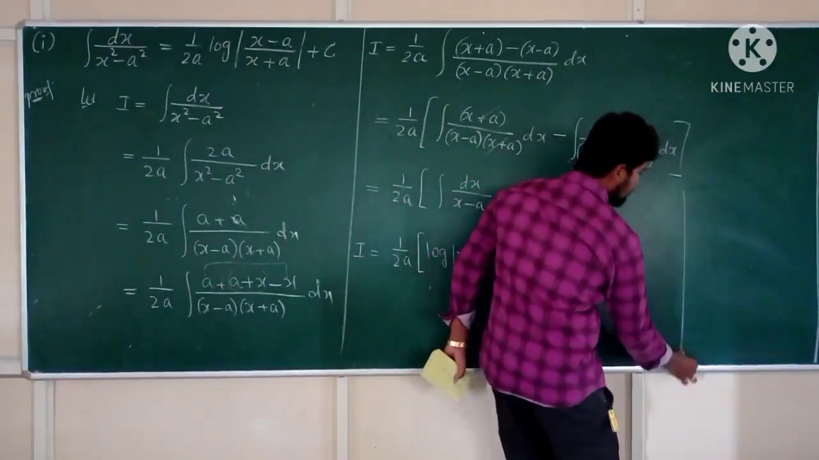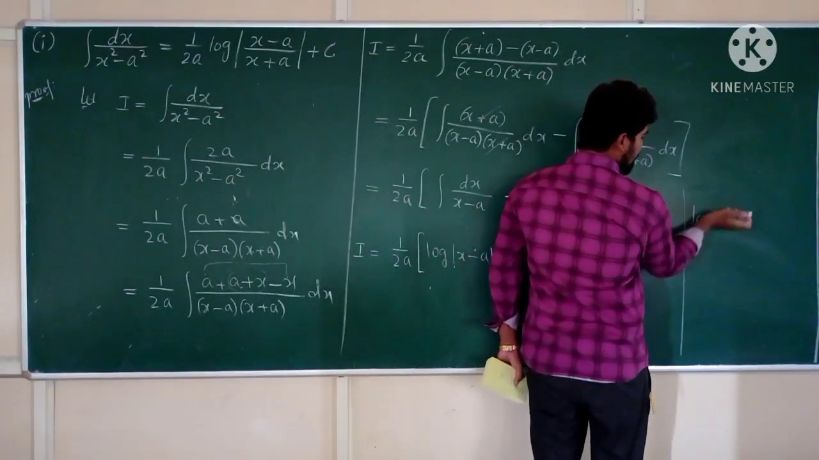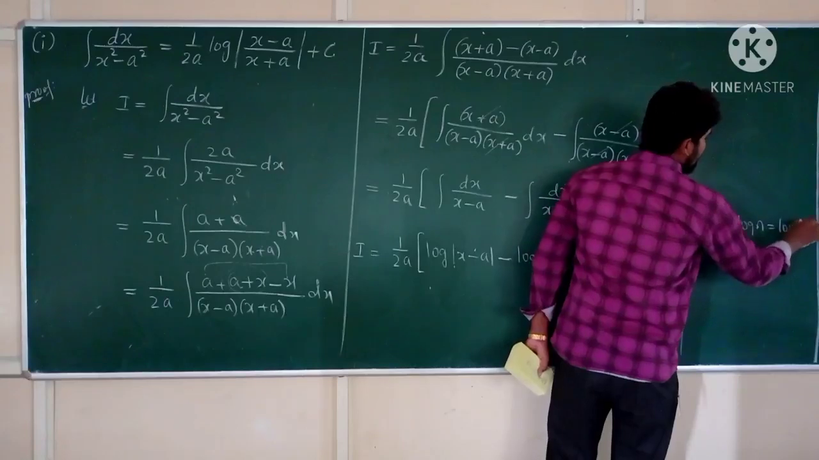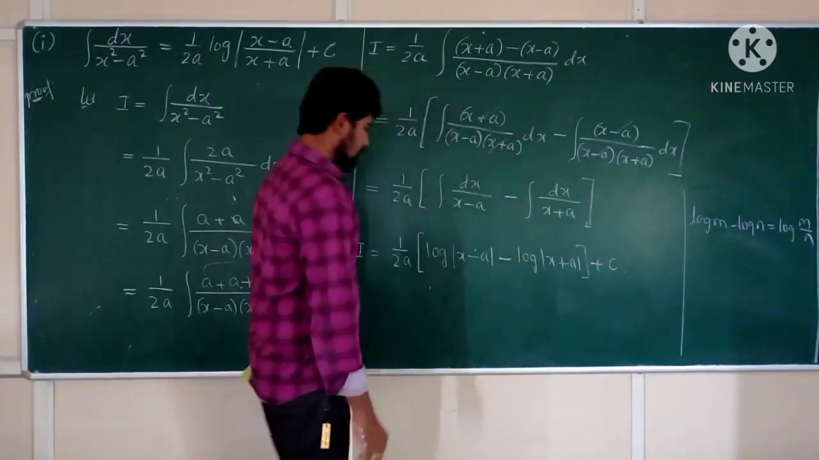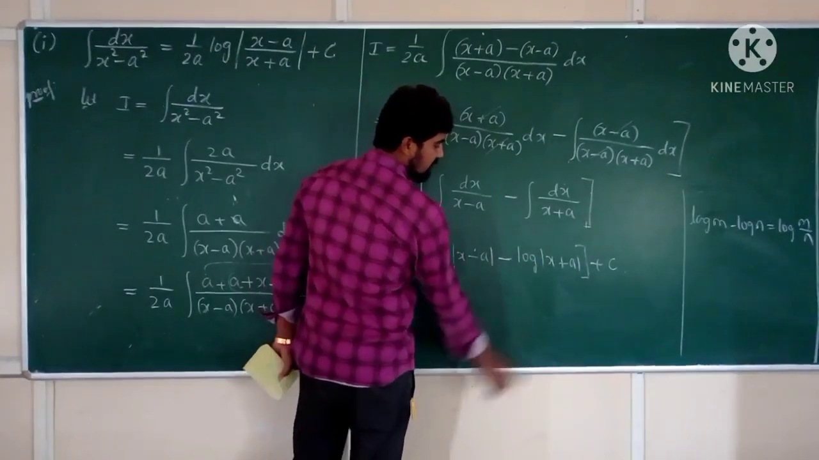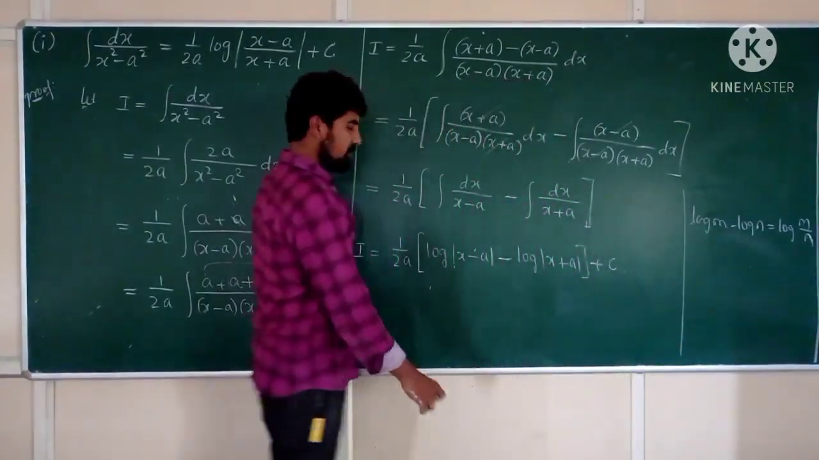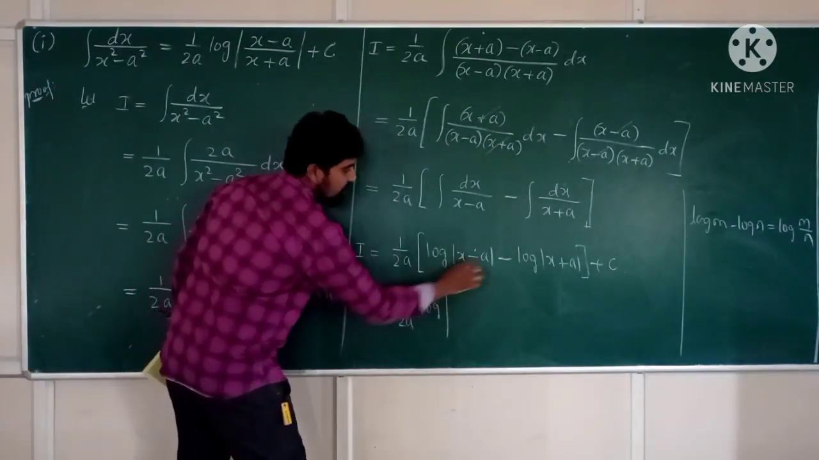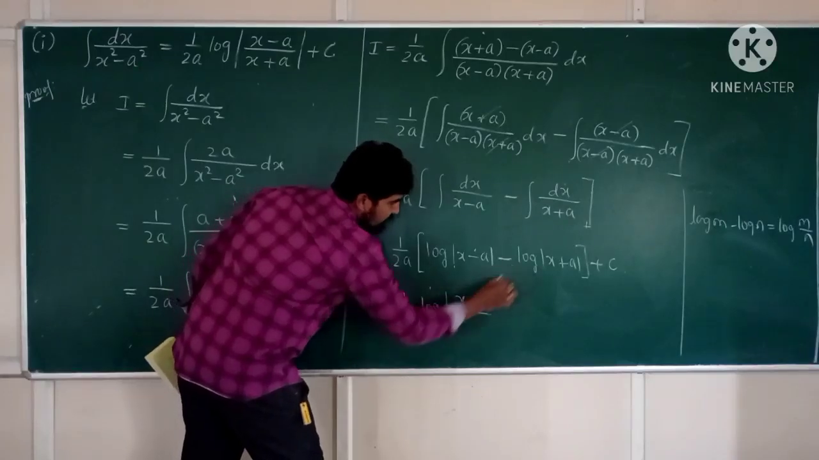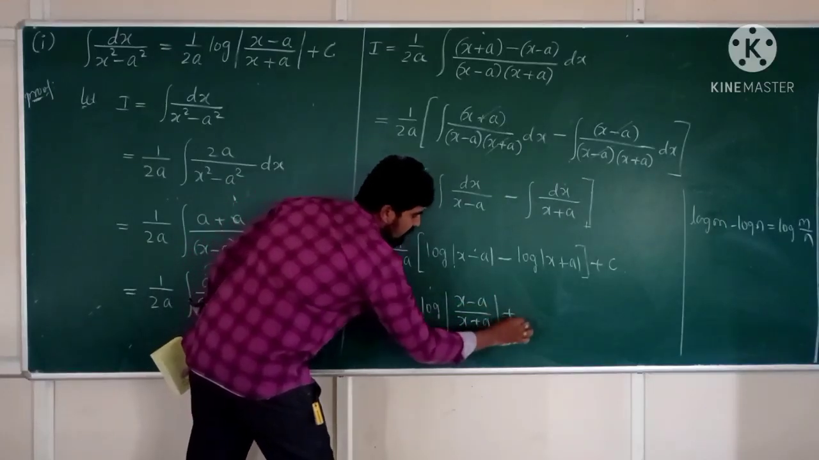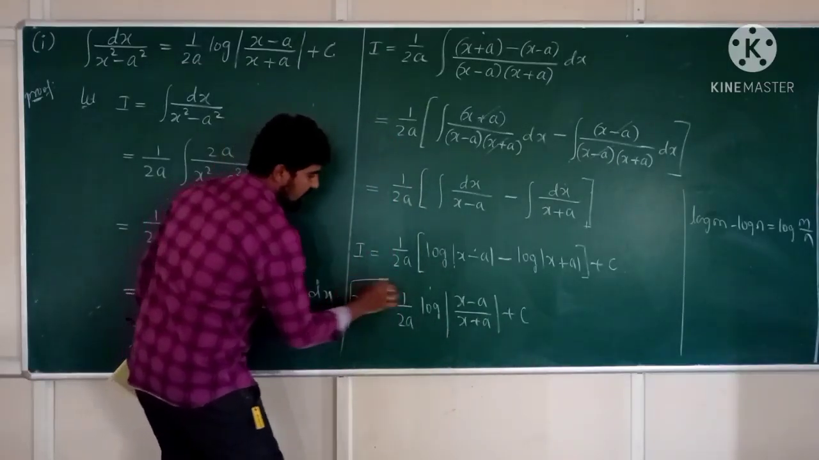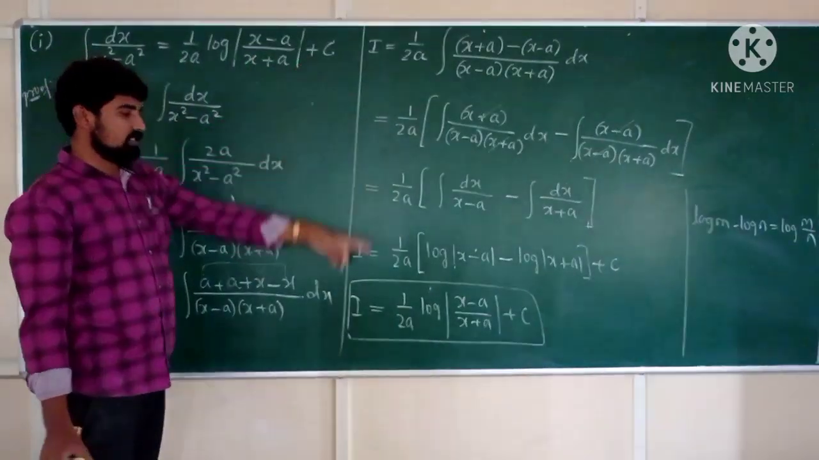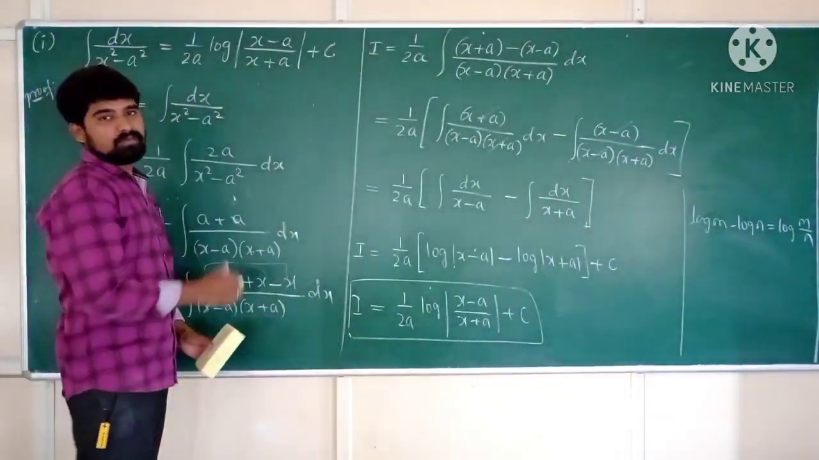Now by using the properties of log, log m minus log n is equals to log m by n. So here it is of the form log m minus log n. So log m minus log n is log m by n. So which is equals to 1 by 2a into log of m by n, m is x minus a divided by n is x plus a, plus integral constant c. And this is our required proof. That is what 1 by 2a log of (x minus a) divided by (x plus a) plus c. I hope all of you understood. If possible, take a look.